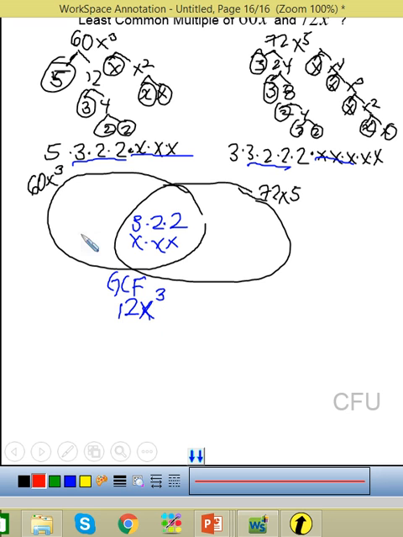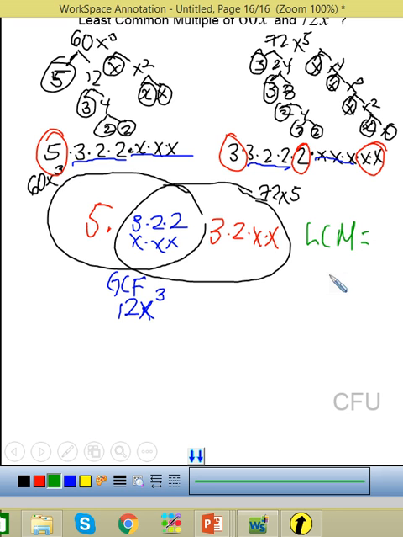What's left over on this circle? A 5, and that's it. What's left over on this circle? A 3, a 2, and the x's. So then 3 times 2 times x times x. So now we're going to find our LCM. Before you multiply everything out, look at it. What's the easiest way of finding your LCM by looking at that?